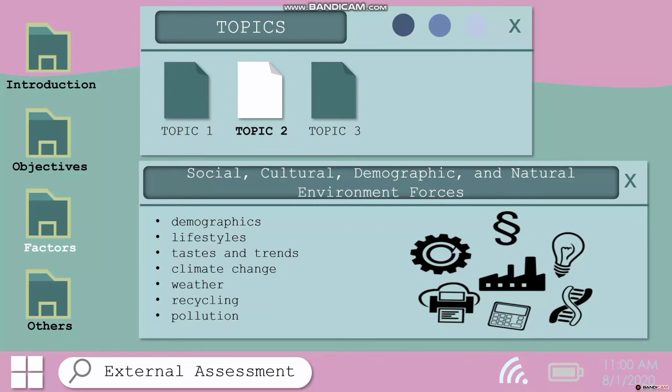Lifestyles are changing too. We are more health conscious, so healthy foods and habits are becoming more important to customers. Food packaging lists nutritional information. More electronic products, such as speedometers and fitness trackers, are being used. Next is taste and trends. Taste and trends are also changing constantly.